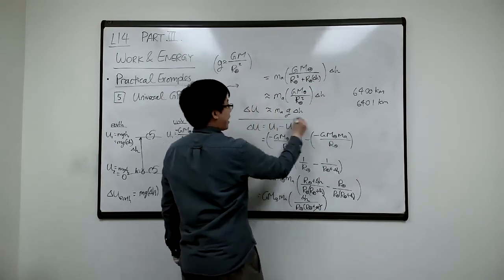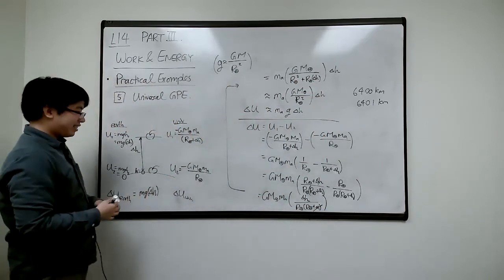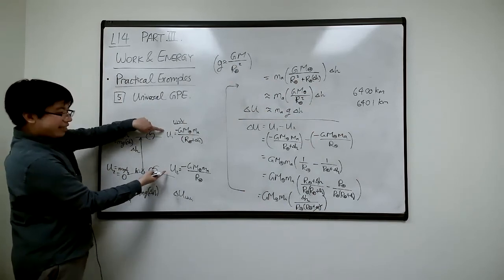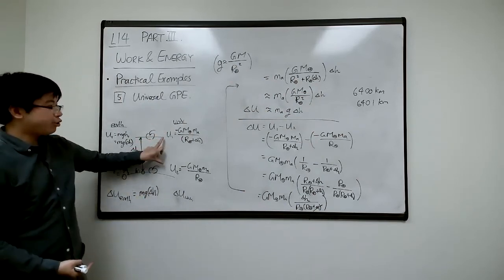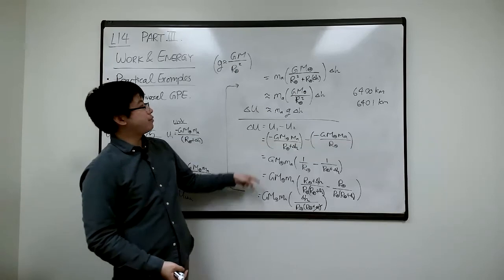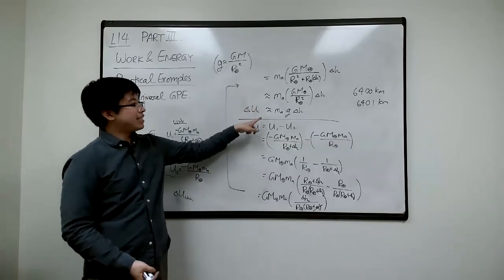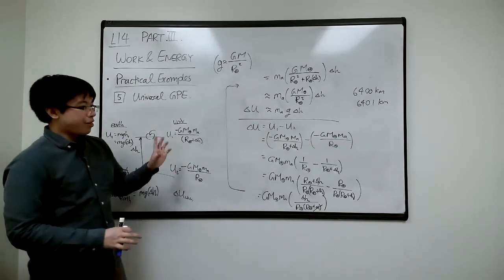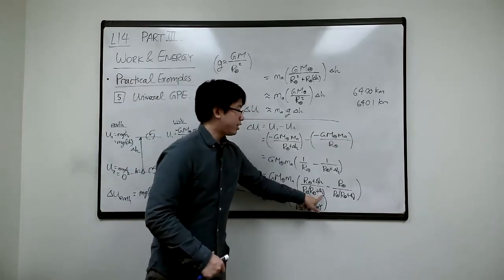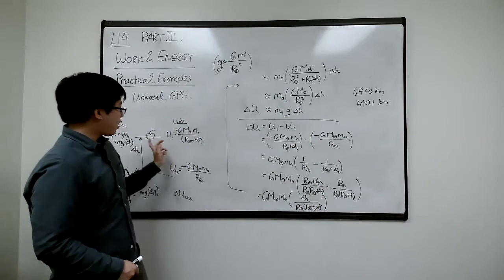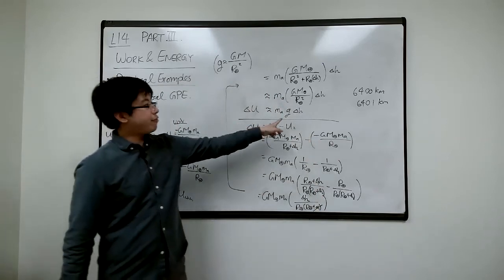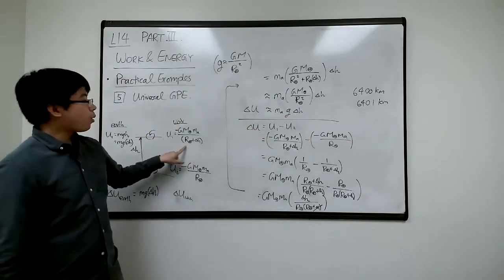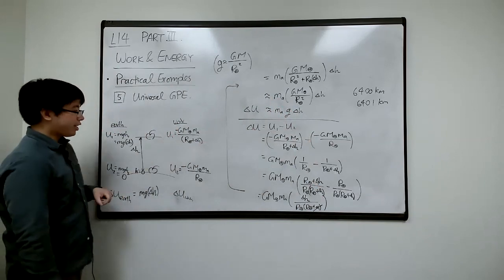So you see that this is the change in the gravitational potential energy if I use the universal formula. After 1, 2, 3, 4, 5, 6, 7 steps, I show that it's the same as using the Earth formula. So when you're close to the Earth, how do you know when to use the Earth one and when to use the universal one? Well, if your delta H is small compared to the radius of the Earth.